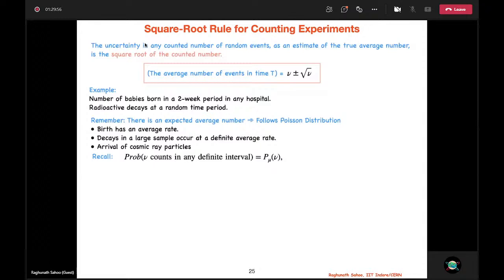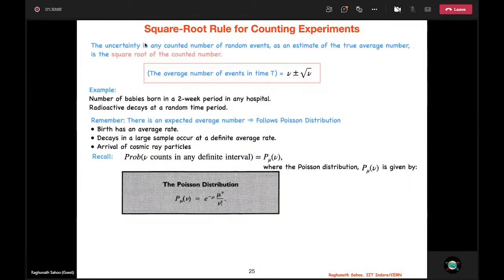The probability of nu counts in any definite interval is P(mu, nu), where the Poissonian distribution is given by this formula: e to the power minus mu, times mu to the power nu, divided by factorial nu. I told you that the Poissonian distribution will be applied when we expect a certain average number in a given interval of time. That is the trick to apply it. Here nu greater than 0, and mu is the expected mean number of counts in the concerned time interval.